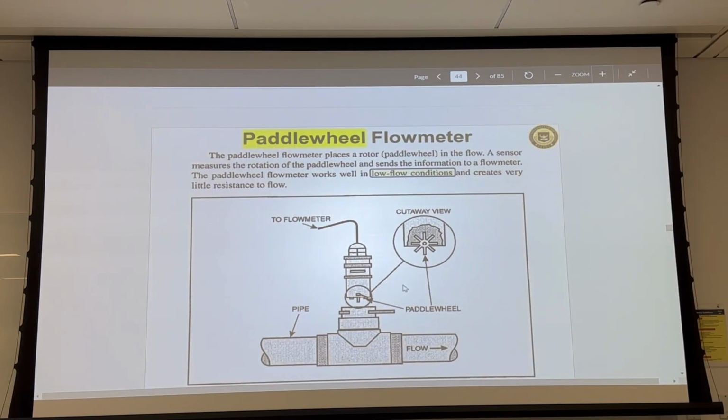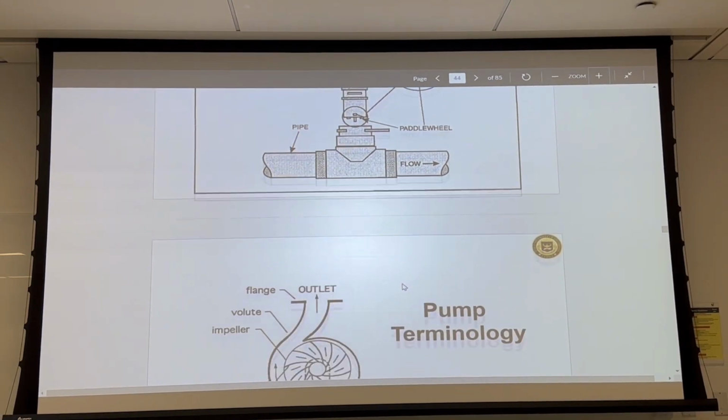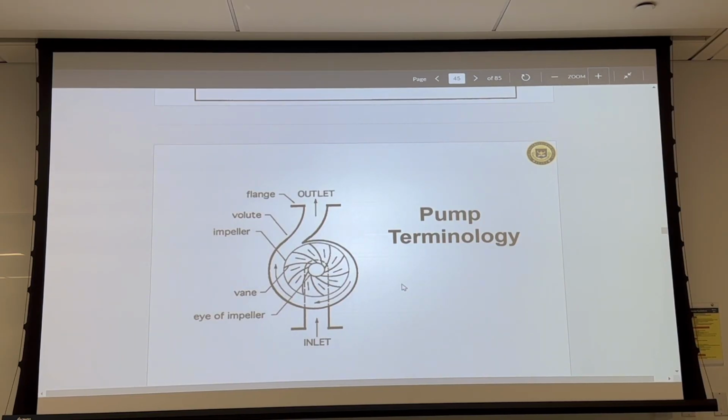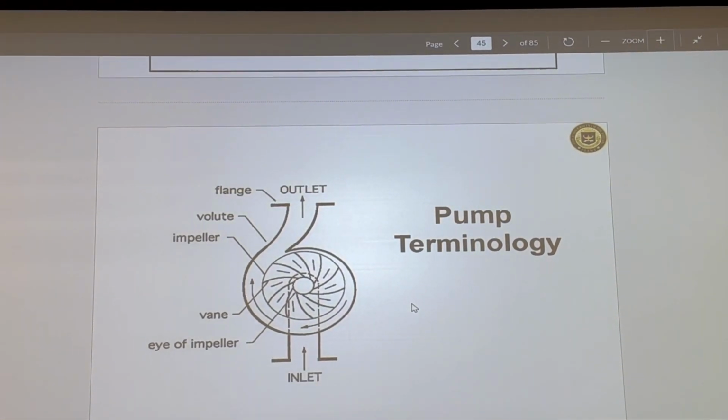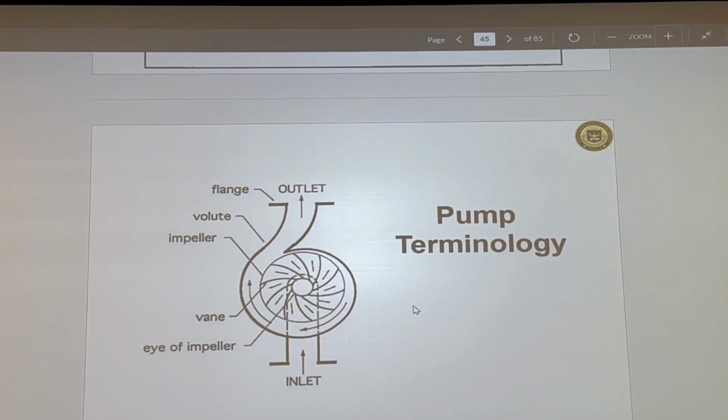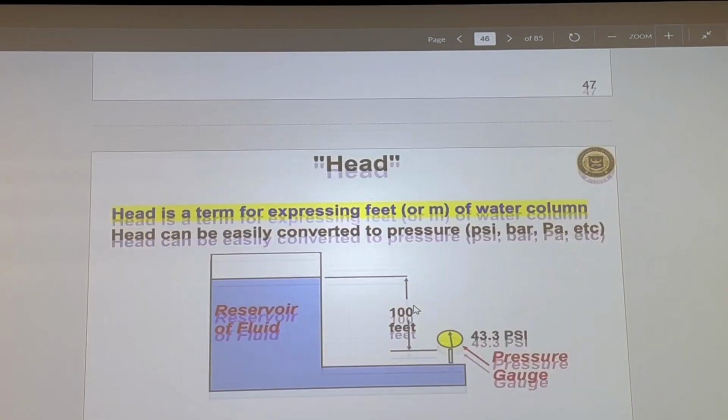There is another one, the paddle wheel design. A lot of flow meters are there, and since we are working on centrifugal pumps, I want you to get to know the terminology. It's very important to understand the terminology. What is a vane? What is the eye of the impeller? What is inlet? What is outlet? What is volute? What is impeller? What is flange? One should know the basic things.